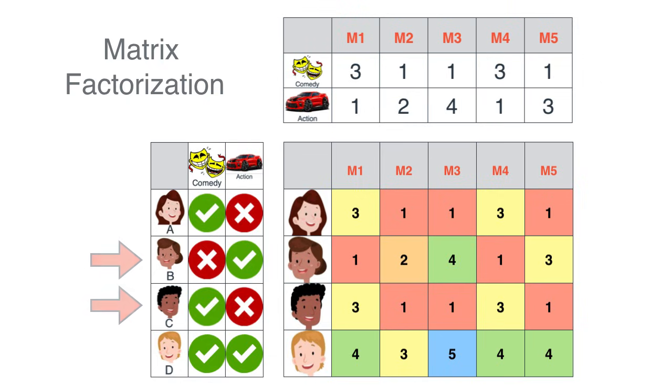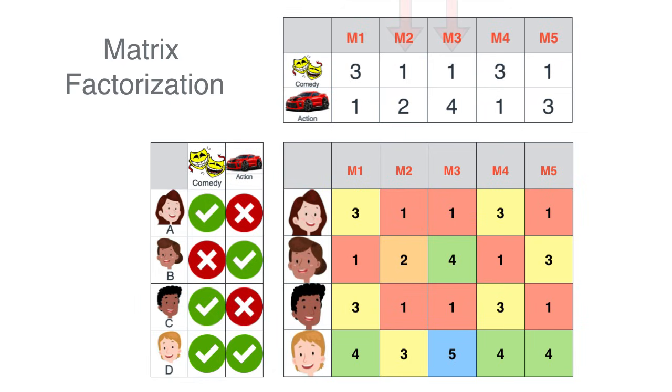Check this out. Remember that the sum of the two rows in the middle was the bottom row? That is because if we take Betty's preferences and Carlos's preferences and put them together, they become Dana's preferences, because Betty likes action and Carlos likes comedy and Dana likes action and comedy. So that's why the second row plus the third row is equal to the fourth row.